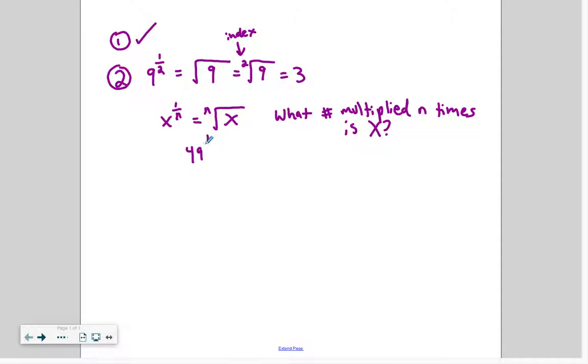49 to the 1/2 is, what number multiplied 2 times is 49? The answer is 7. Or how about 8 to the 1/3? What number multiplied 3 times is 8? The answer is 2. Great. Those are all cases where the numerator is 1.